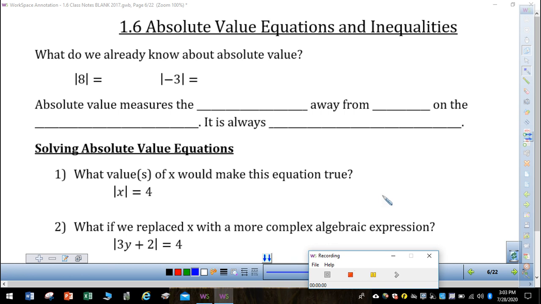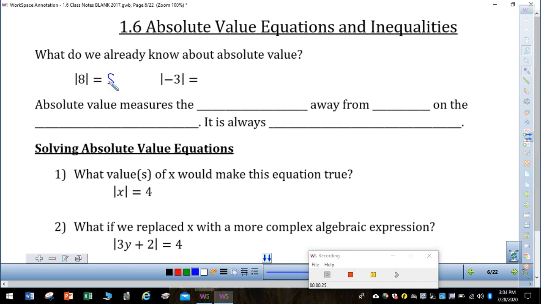Welcome back. In today's lesson, we will be looking at absolute value equations and absolute value inequalities. So, what do we already know about absolute value? The symbol that you see here, the two straight lines on either side of the 8, may look familiar to you. You've probably seen this before. This question is asking, what is the absolute value of 8?